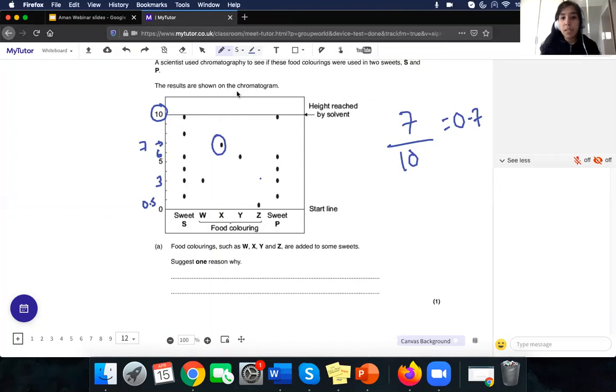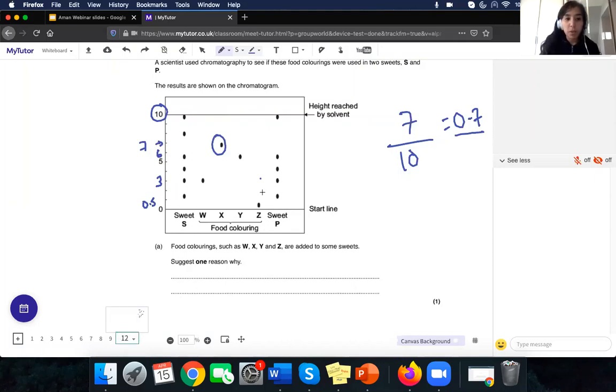Do substances have the same RF value given human error? Yes. So human error is always something to take into consideration here. But in an exam question, they might ask you one of the limitations. You could say human error. But for RF here, it is X that has 7. And so we do 7 divided by the height reached by the solvent, which is 10. 7/10 is 0.7 as a decimal.